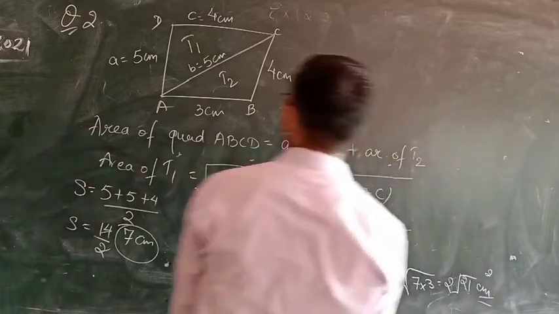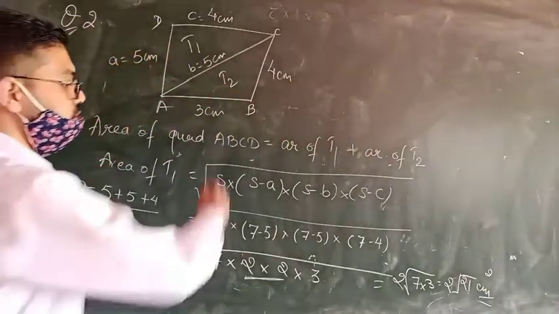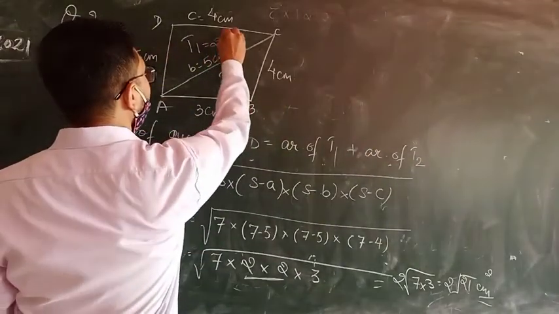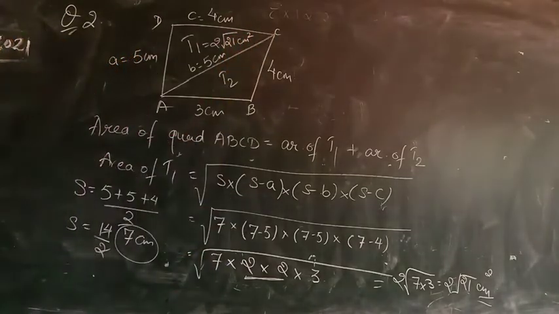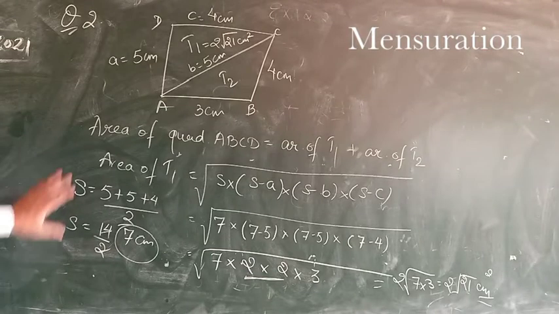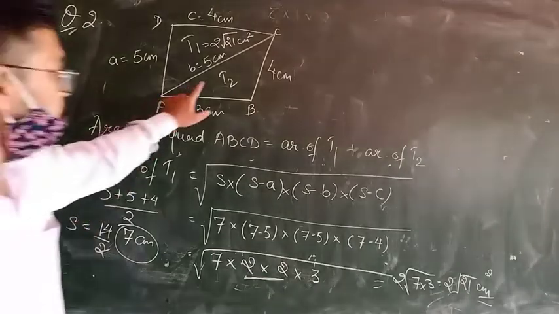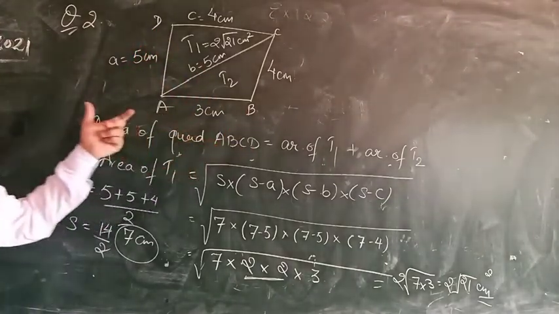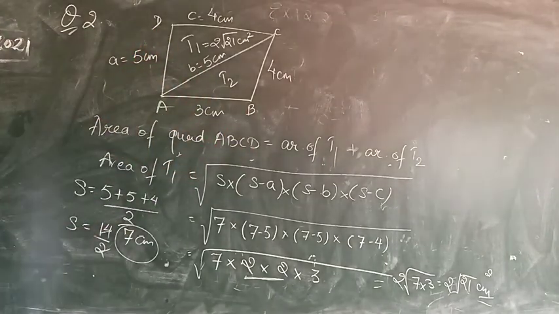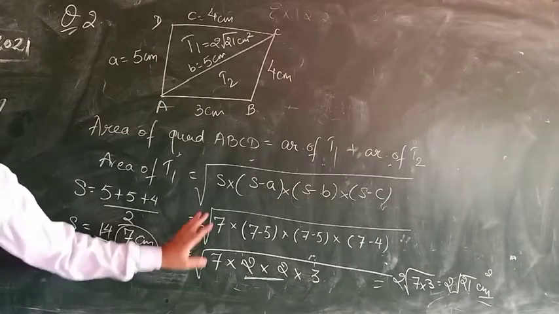So this is the area of triangle T1. This is 2 root 21, 2 root 21 centimeter square. Note it down fast. So this is the area of T1. Similarly, you can calculate the area of T2. Then add the area of T1 plus T2 and you will get the area of quadrilateral ABCD. Okay? Note it down fast.